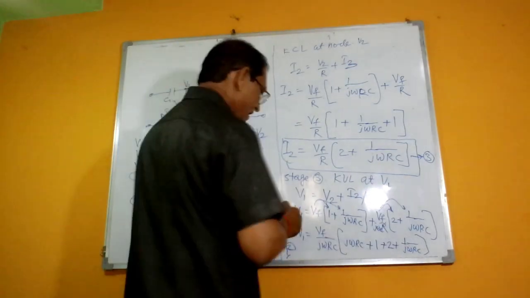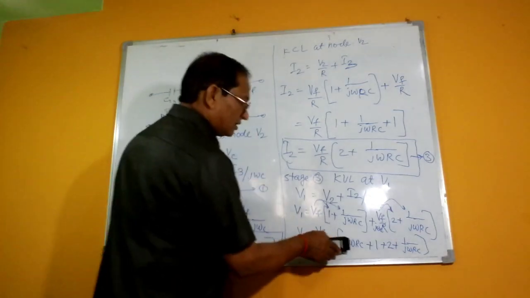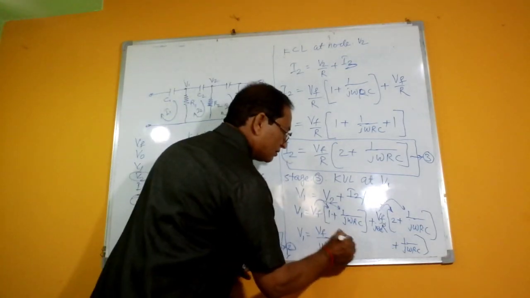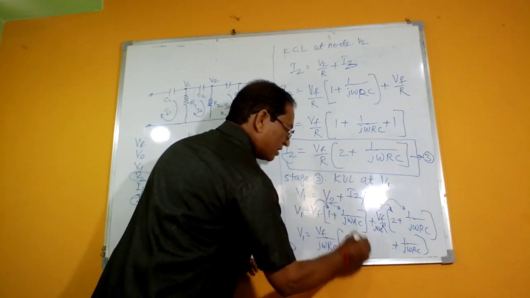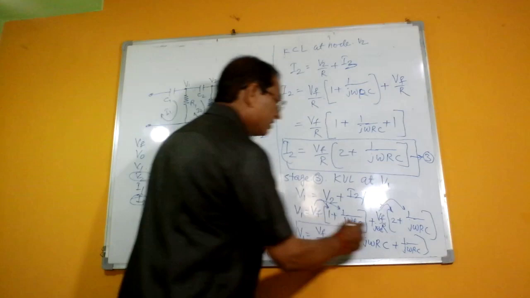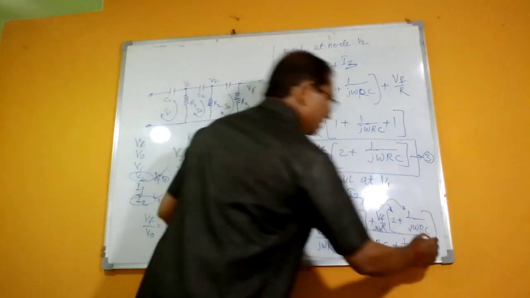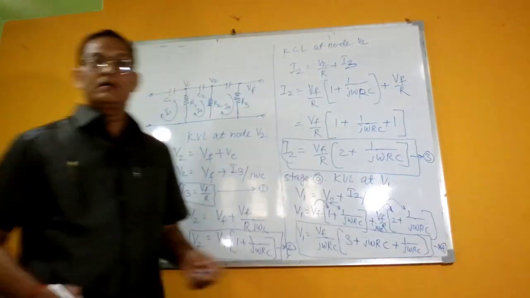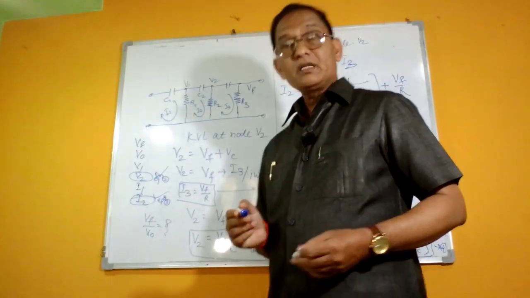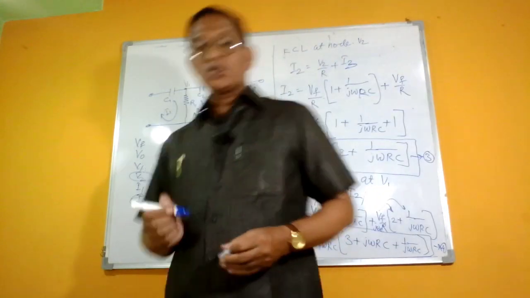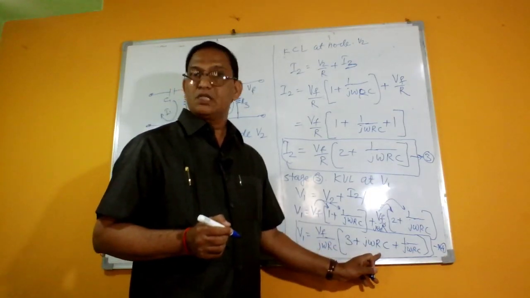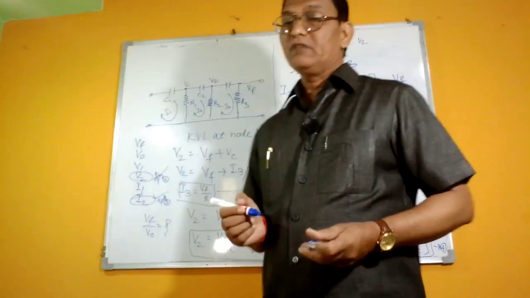Rearranging this equation, we will write 3 plus j omega Rc plus this one as the value of V1, and call this equation number 4. So we have calculated V2, we have calculated I2, and then we have calculated the value of V1 also. It is Vf upon j omega Rc times 3 plus j omega Rc plus 1 upon j omega Rc. This is what we have obtained for the value of V1.